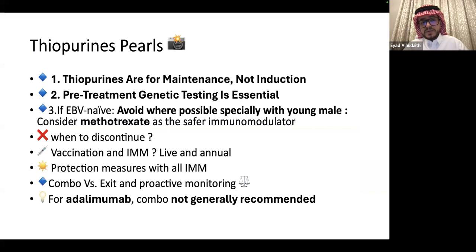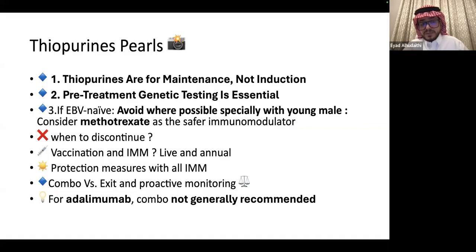So thiopurines here are for maintenance, not induction. Pre-treatment genetic testing is essential. If EBV naive, avoid where possible, especially in young males, and consider methotrexate as the safer immune modulator. Most of the North American practice now doesn't use azathioprine anymore, although the NASPGHAN and European guidelines still endorse it, but because of the risk of lymphoma, they have started to avoid it in North American practice.